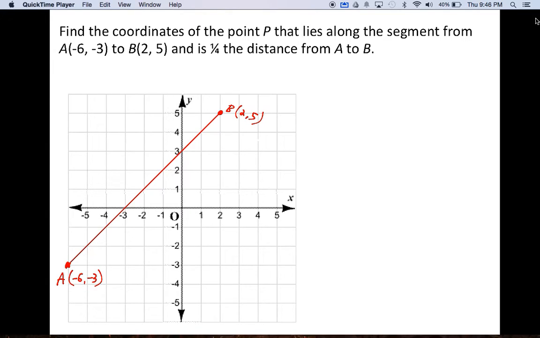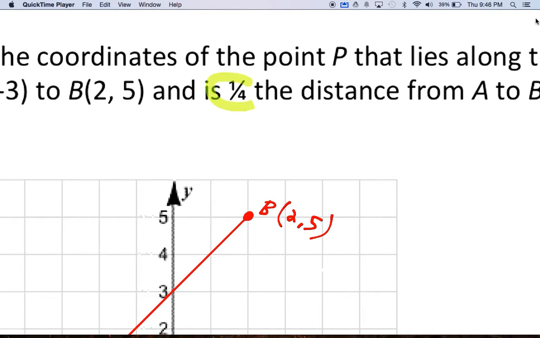Alright, and so let's go ahead and give another shot here at a partitioning point. This one's going to be a little bit of a twist though, because you notice that we're not given a ratio of 1 to 3. We're given this number, 1/4 the distance from A to B.